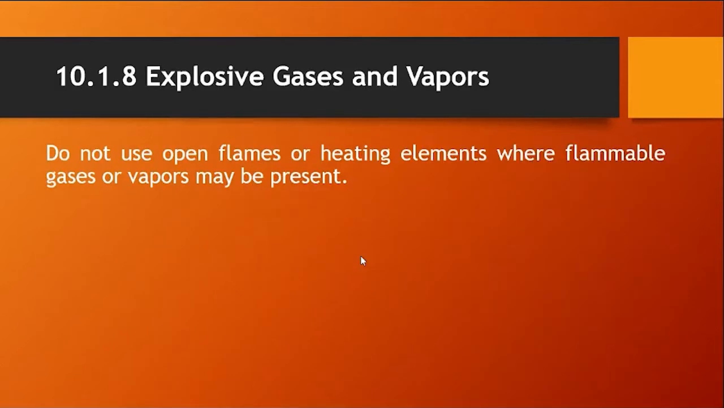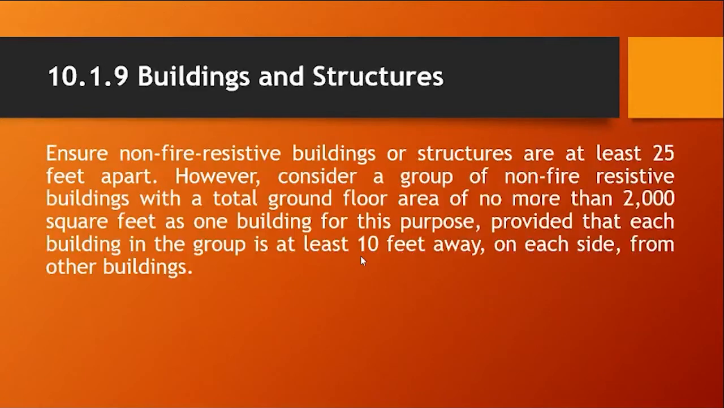Next is explosive gases and vapors. Do not use open flames for heat or heating elements where flammable gases or vapors may be present. For buildings and structures, ensure non-fire resistant buildings or structures are at least 25 feet apart. However, consider a group of non-fire resistant buildings with a total ground floor area of no more than 2,000 square feet as one building for this purpose, provided that each building in the group is at least 10 feet away on each side from other buildings.